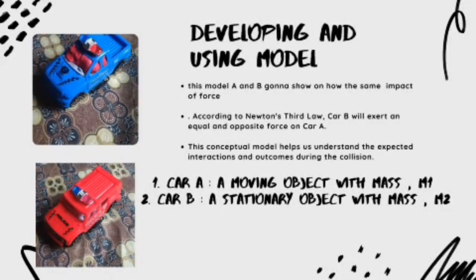The second one is developing and using models. This model, A and B, is going to show how the same impact of force works. According to Newton's third law, car B will exert an equal and opposite force on car A. This conceptual model helps us understand the expected interaction and outcomes during the collision. We have two models. The first one is car A, a moving object with mass M1, and the second is car B, a stationary object with mass M2.